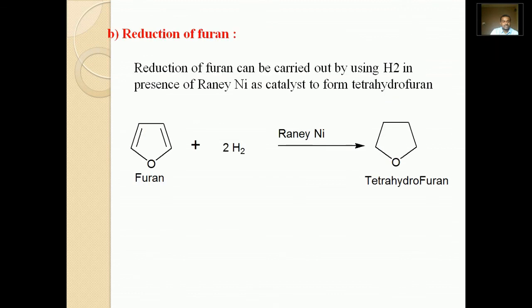Now the reduction of furan. Furan can be reduced by passing hydrogen gas in the presence of Raney nickel to form tetrahydrofuran. In simple terms, furan reacts with hydrogen and Raney nickel, and both pi bonds are hydrogenated to form tetrahydrofuran.